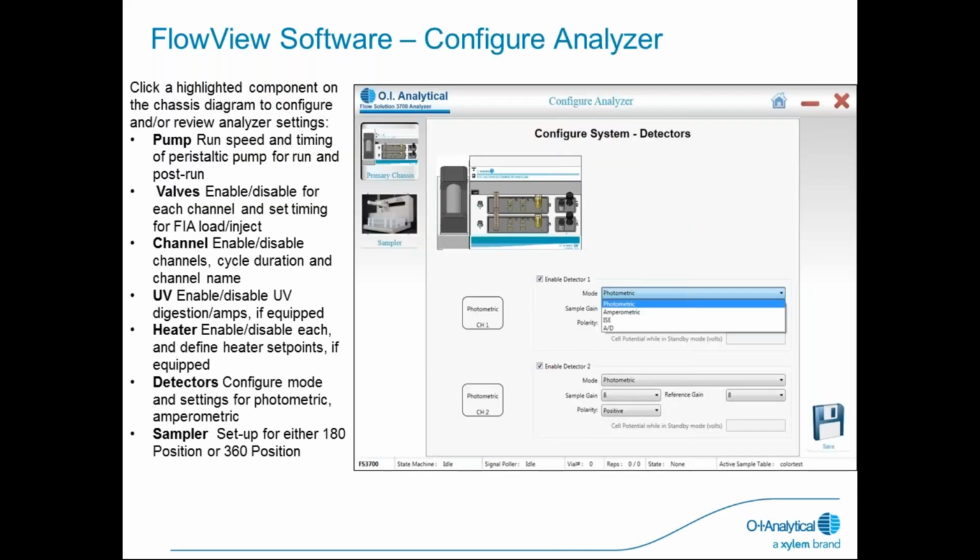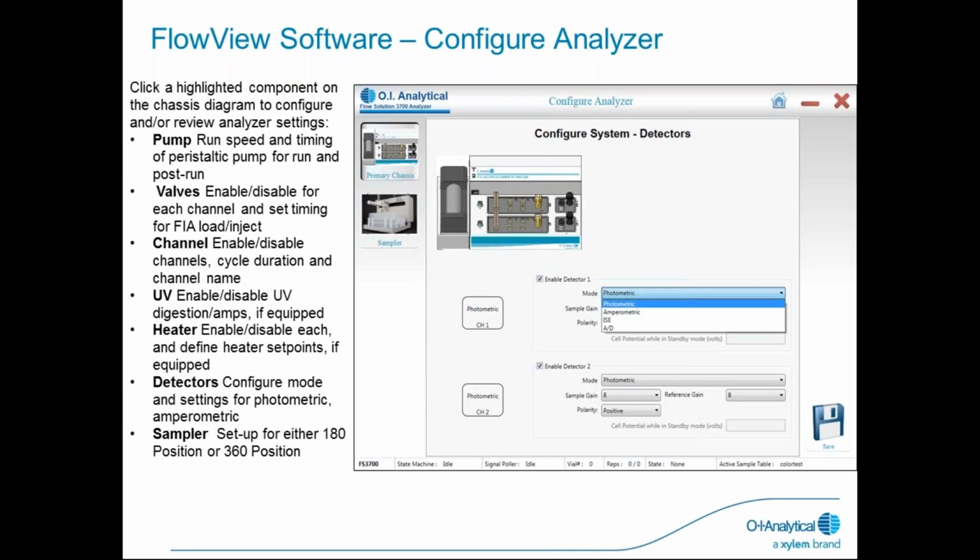It's very easy to configure the analyzer. We can set up the pump. That's where you can set the run speed and timing of the peristaltic pump. Valves, you can enable, disable for each channel and set timing for the valve load and inject. You can choose your channel, enable and disable channels, cycle duration, channel name. If it has a UV with total cyanide, you can enable or disable the UV digestion lamps if equipped. Heater enable, disable each and define heater set points if equipped.